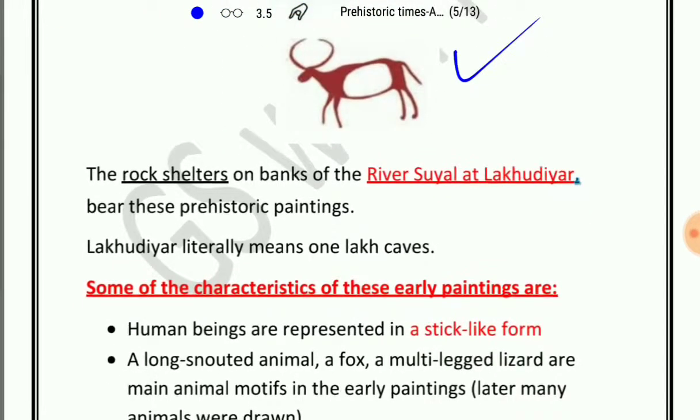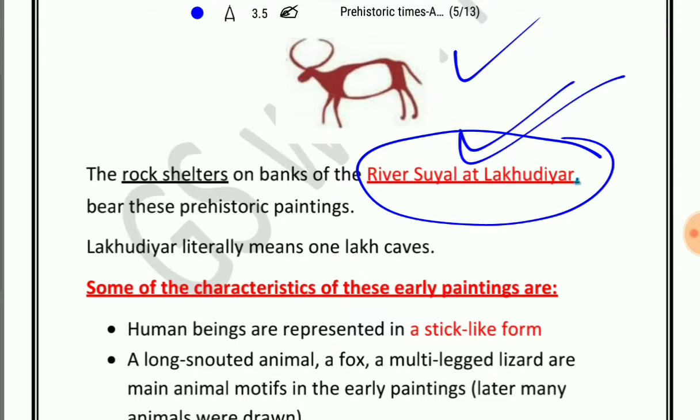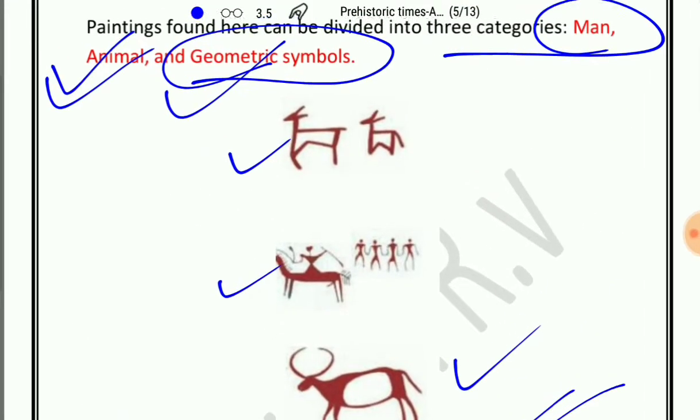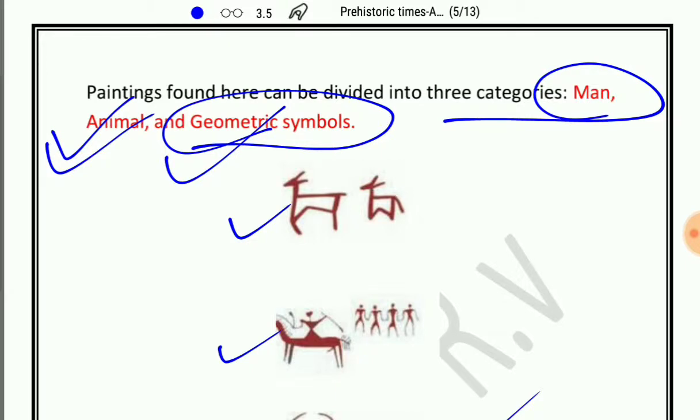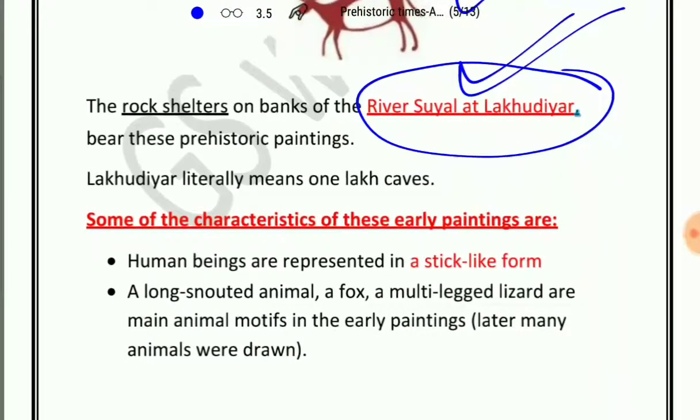Now the rock shelters on the banks of the river Suyal at Lakhudiyar are very important. Lakhudiyar is in Uttarakhand, and these sites bear these kinds of historic paintings, which comprise man, animal and geometric symbols. Lakhudiyar literally means one lakh caves. Now let us look at some of the characteristics of these early paintings.